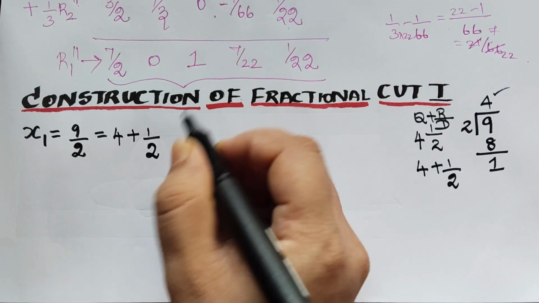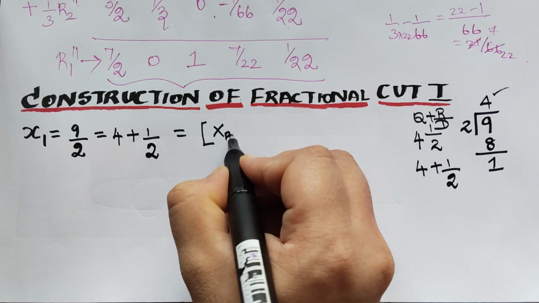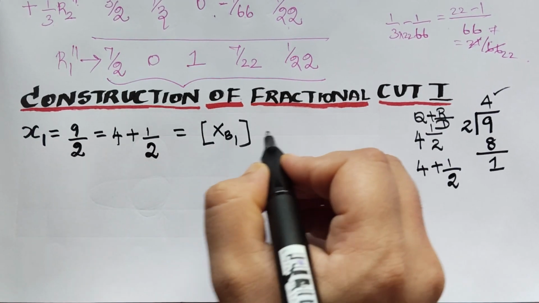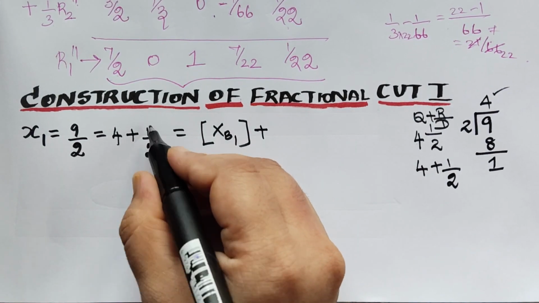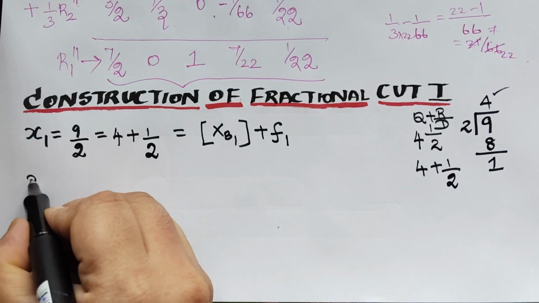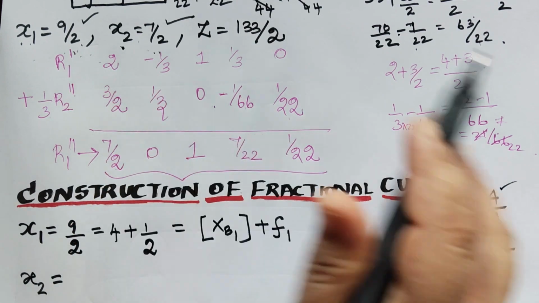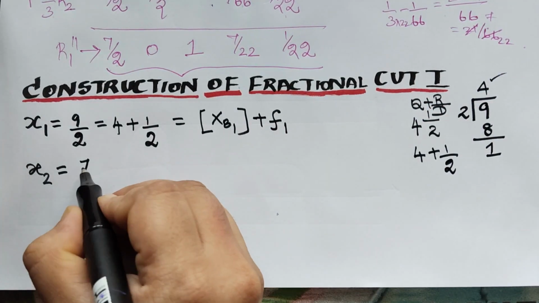So this is equal to the integral part, xb1, which is represented like this as 4, plus the fractional part, which is represented as f1. Then x2, the second solution. What is the second solution? x2 is 7 by 2. So 7 divided by 2.